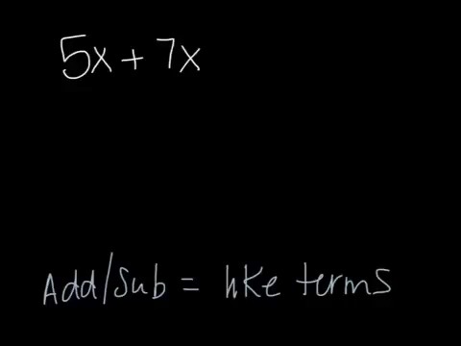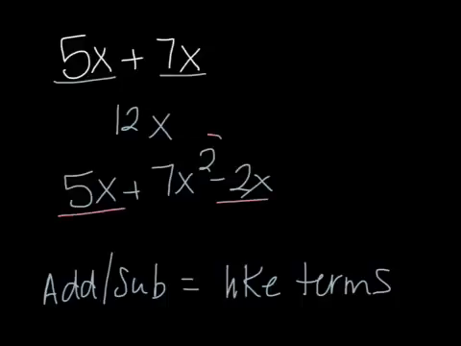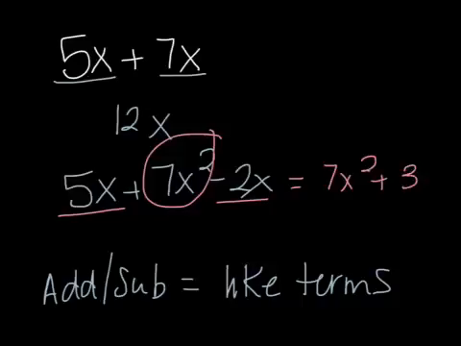When you're adding and subtracting terms, they have to be like terms for you to put them together. So for example, 5x and 7x are like terms. When we add them together, we keep the label of the x and we add the numbers. Another example, if I had 5x plus 7x squared minus 2x, my like terms would be these two pieces, and this one would be individual. So I have 7x squared, and then I put the like terms together, and I get 3x.